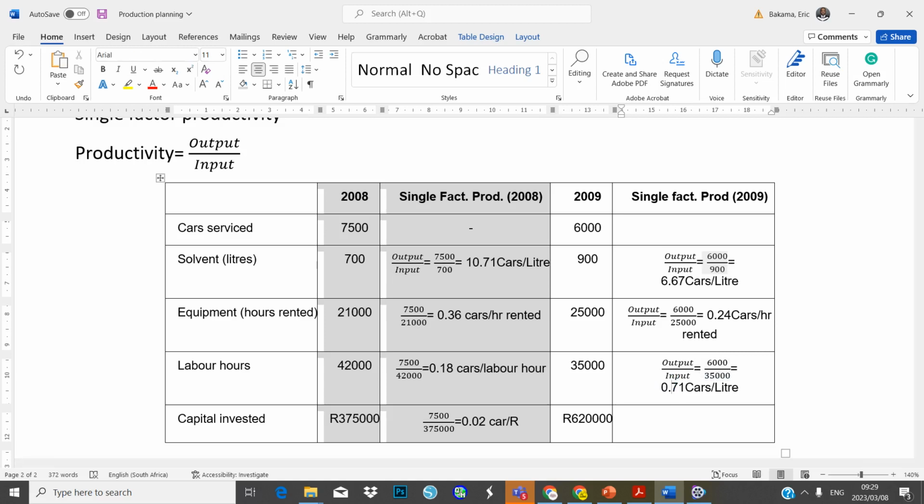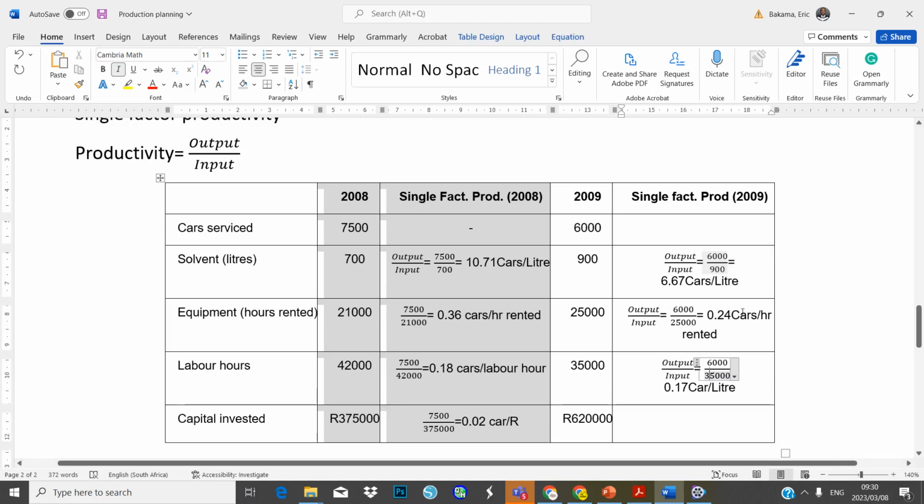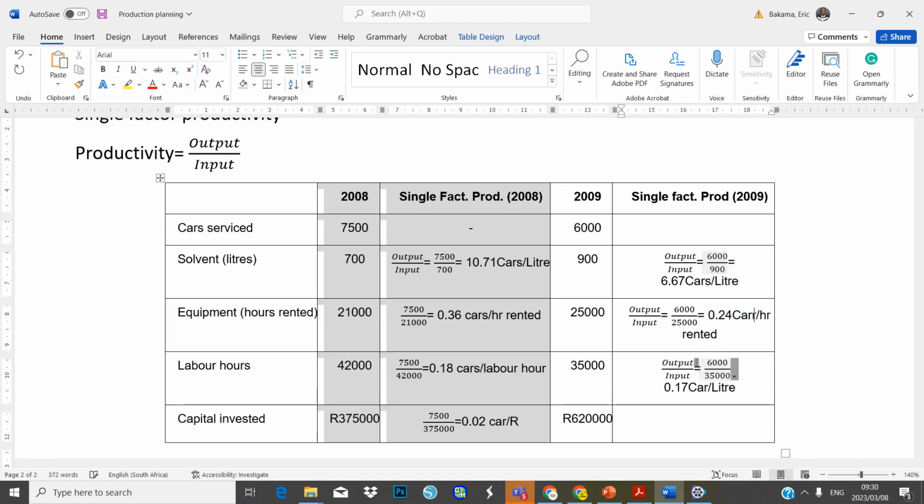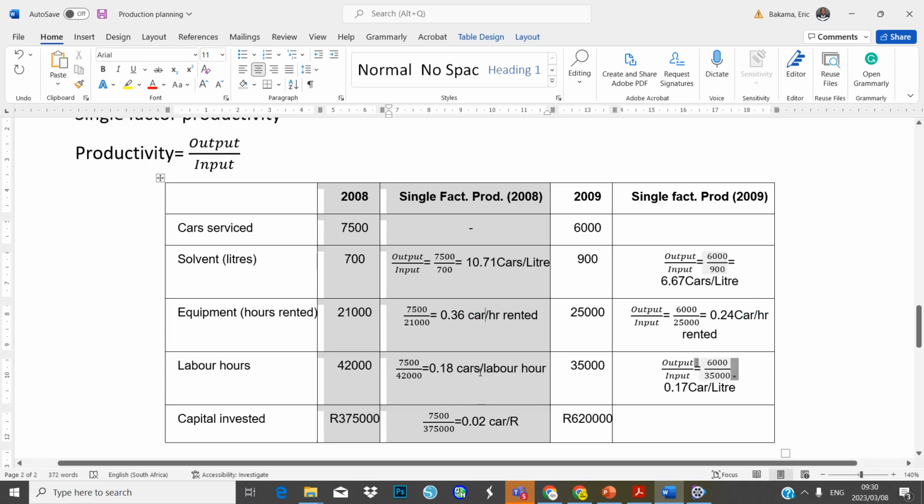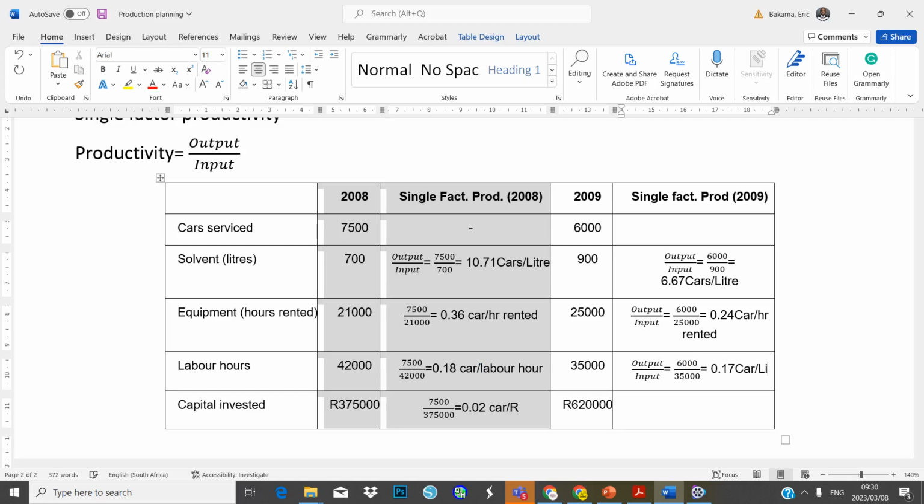We have 0.17, like this. So this is, between brackets, the cars that are being serviced. So I'm just going to put "car" here because it's just spelling errors. This one as well, it's a car. So in this case, the company has actually serviced 6,000. We divide by 35,000. So it means that they have serviced 0.17 car per labor hour.